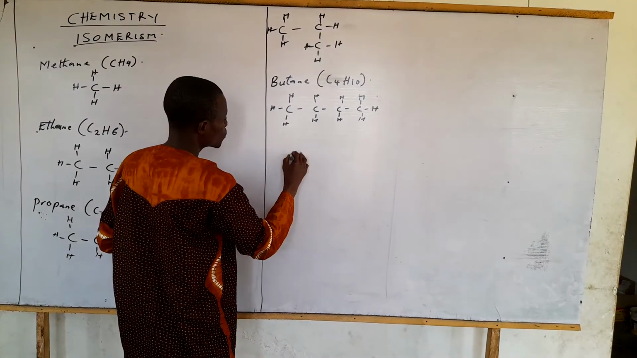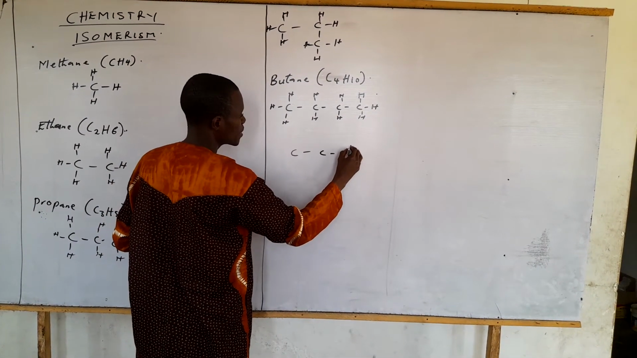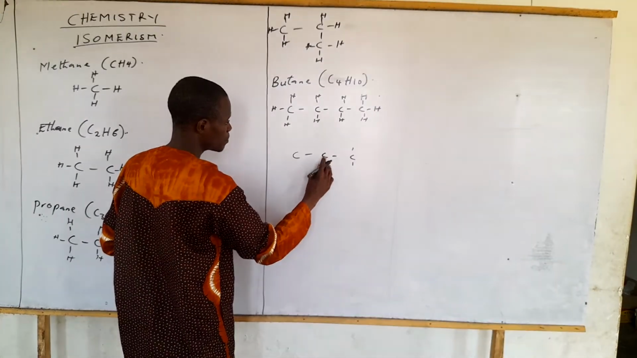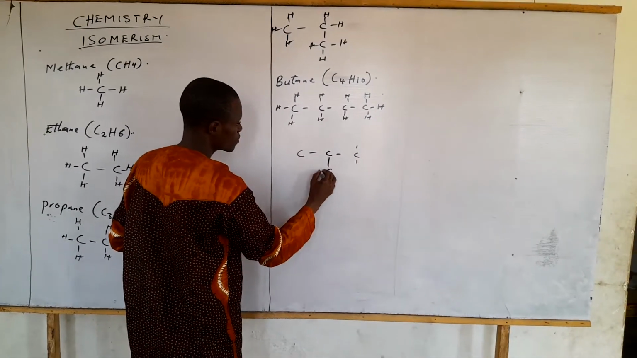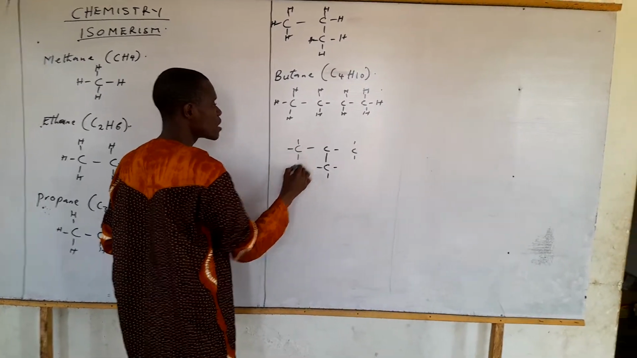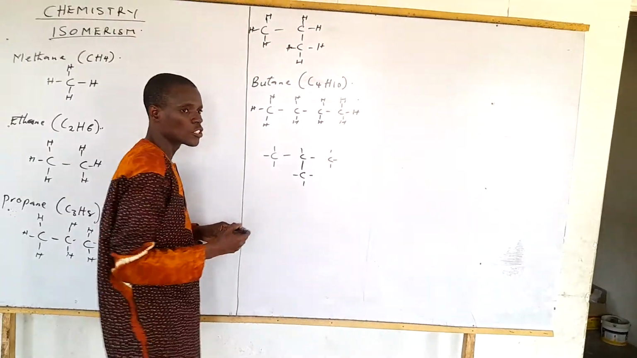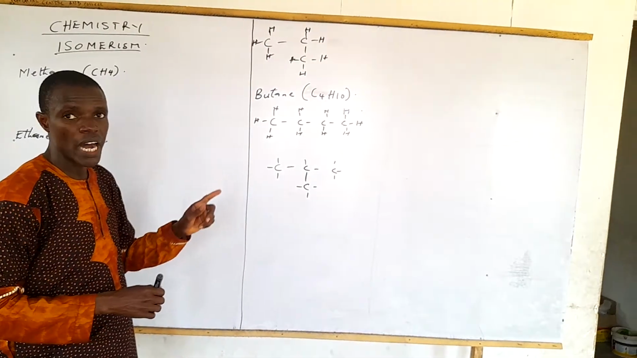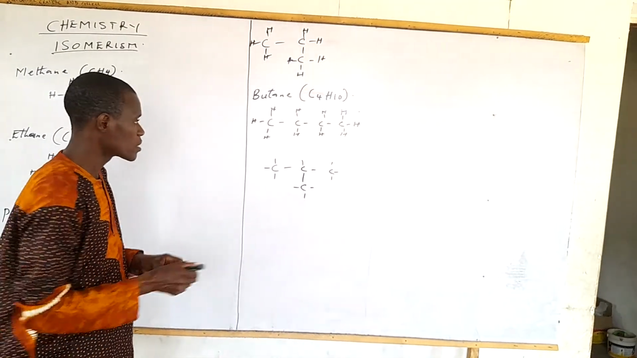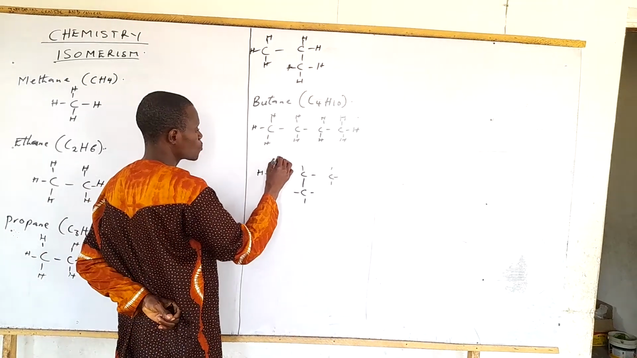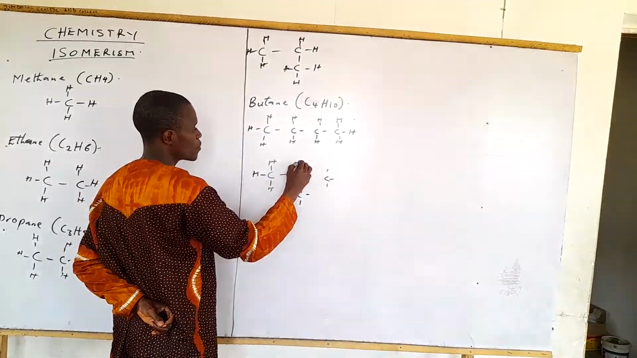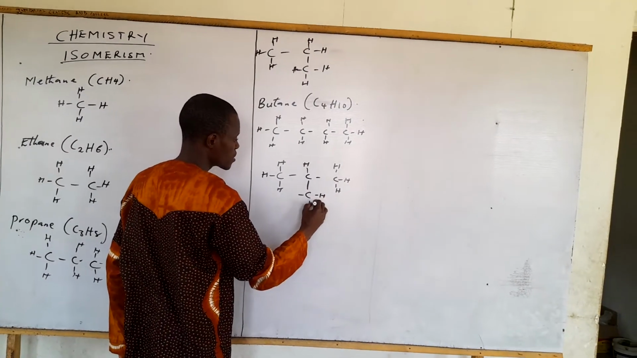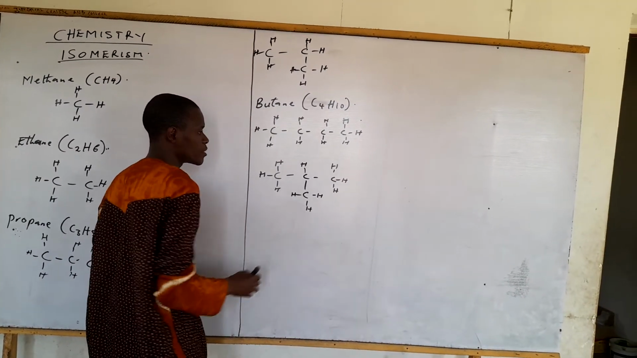We have 1, 2, 3. Then I can make this carbon shift to this side, and it becomes this. They still give you the same number of hydrogens. If the hydrogen number is not complete, that means your structural formula is not correct. So let's have it: 1, 2, 3, 4, 5, 6, 7, 8, 9, and 10.